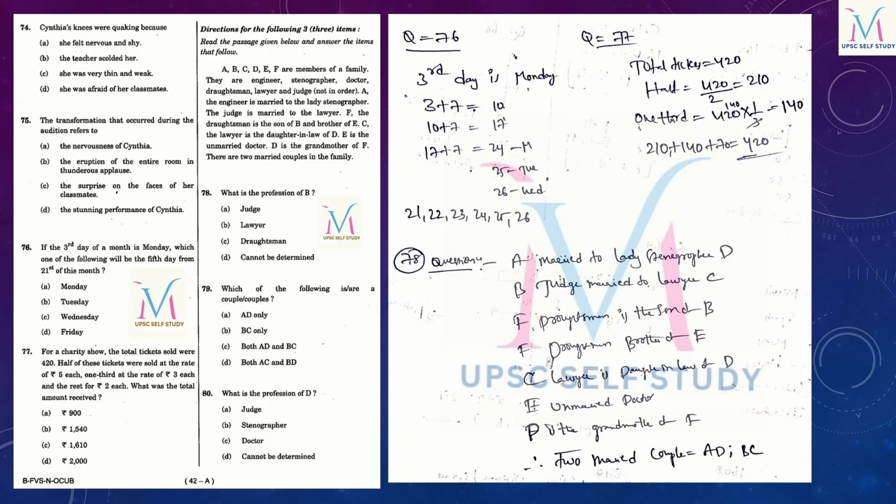A, B, C, D, E, F are the members of a family. They are engineer, stenographer, doctor, draftsman, lawyer, and judge, but they are not in the order. These A to F are the family members, and they have these professions, but we don't know who is who.